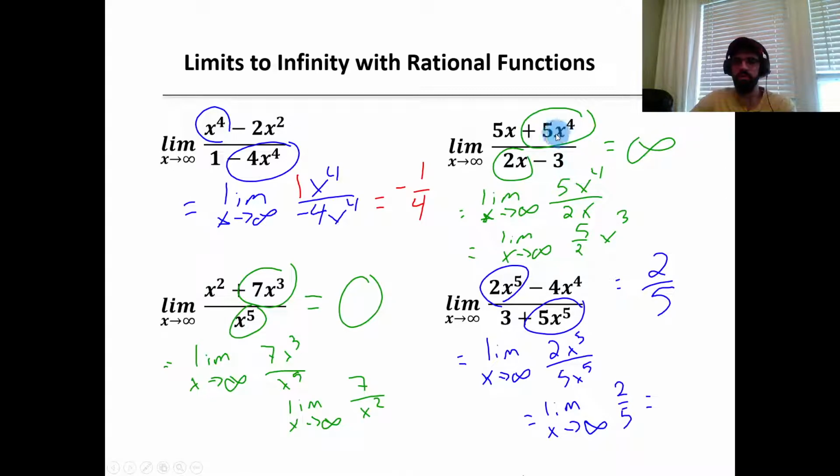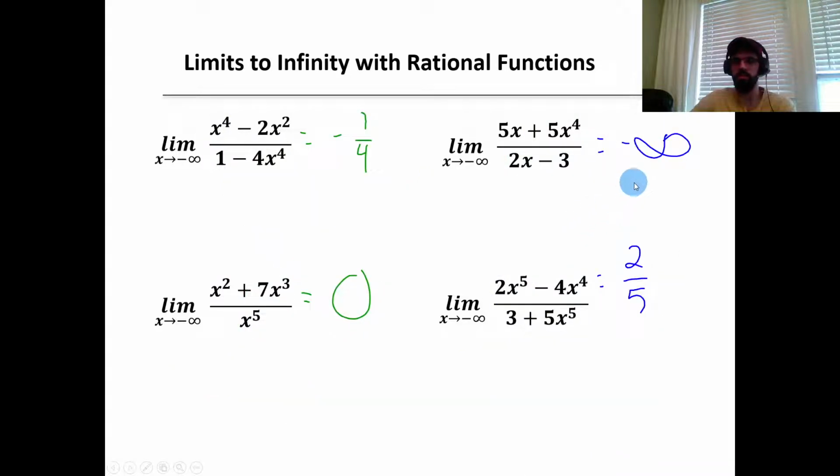If we look at the original function, we could think of it as 4 negatives on top and 1 negative on bottom. That's still going to turn out to be a positive over a negative. It's still going to be a negative.